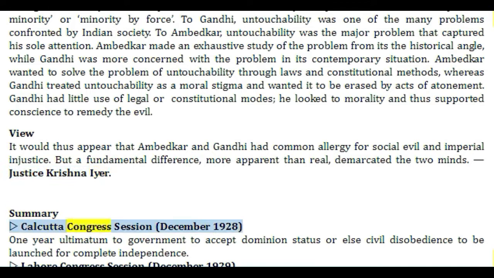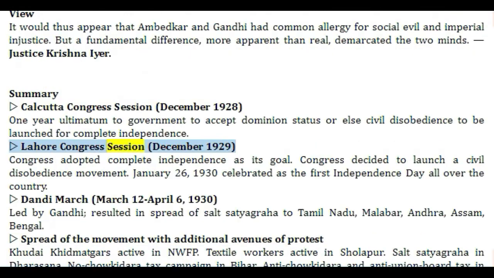Summary: Calcutta Congress Session, December 1928, one-year ultimatum to government to accept dominion status or else civil disobedience to be launched for complete independence. Lahore Congress Session, December 1929, Congress adopted complete independence as its goal. Congress decided to launch a civil disobedience movement. 26th January 1930 celebrated as the first Independence Day all over the country.